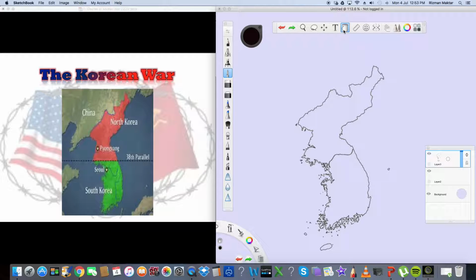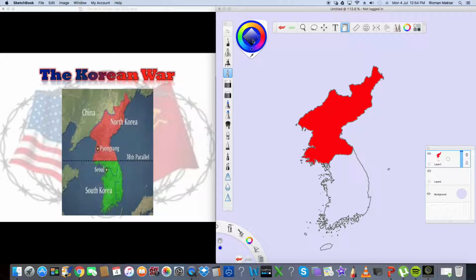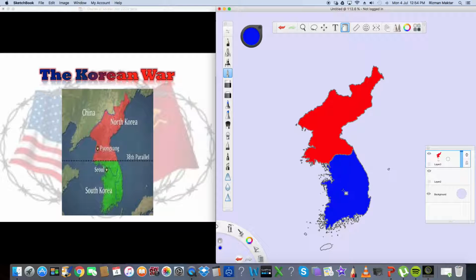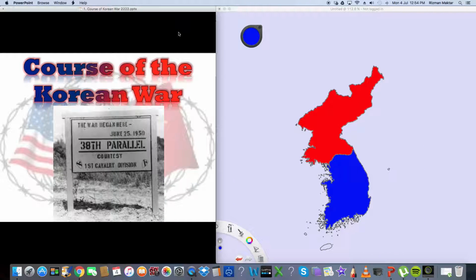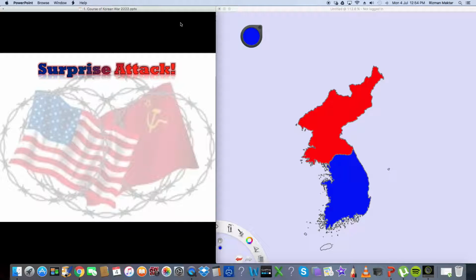What I'm going to do here is indicate the different parts of Korea using color. The communist North, let's put as red, and the democratic South as blue. The war began here, in June 1950. Early morning, June 1950, it was like this, right? The North is red and the South is blue, Communist and Democratic Korea respectively.